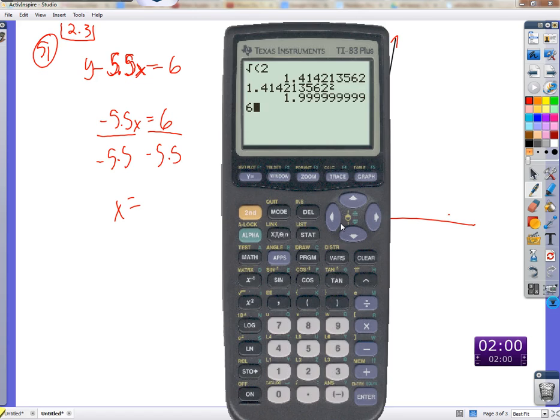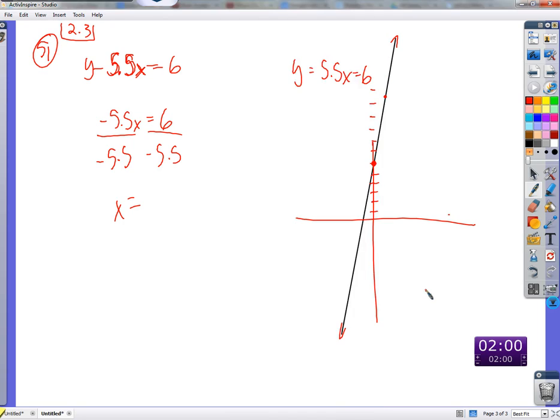6 divided by -5.5. That doesn't look so good. Okay, so if I got in that position, I might say, I don't know, if I want to stick with this idea, you could try and graph -1.09090909, but then it's not quite as accurate as you'd like it to be.